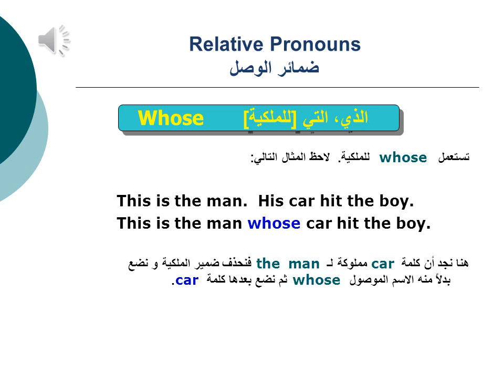Now in our last slide, I'm going to show you how to join two clauses using the relative pronoun whose. Let's look at the example. This is the man, his car hit the boy. So we can join the two using whose. This is the man whose car hit the boy. Notice in the relative clause the word his is left out and is replaced by the relative possessive pronoun whose.